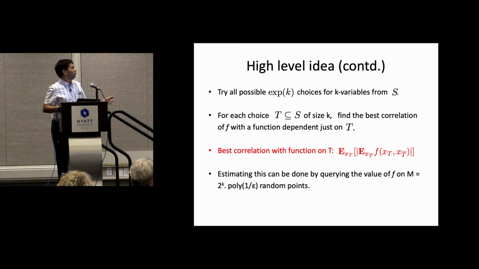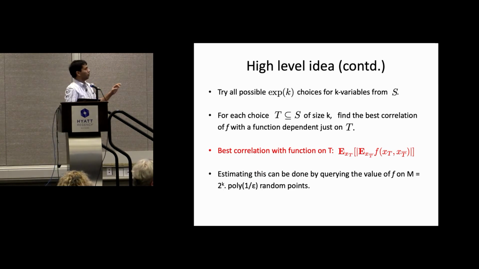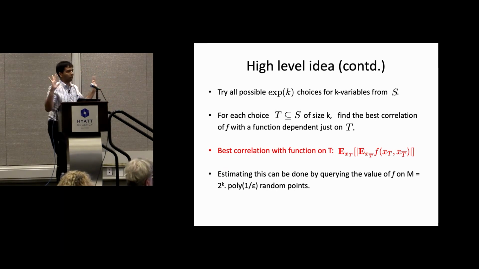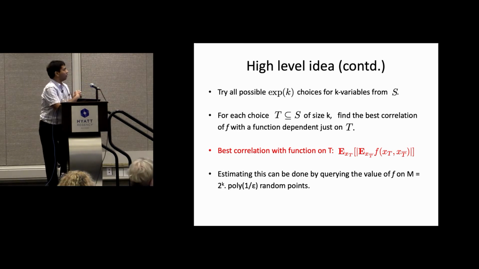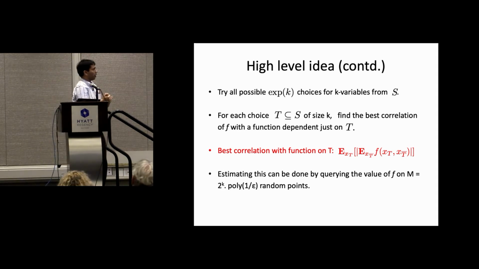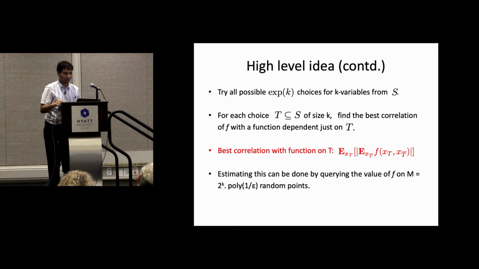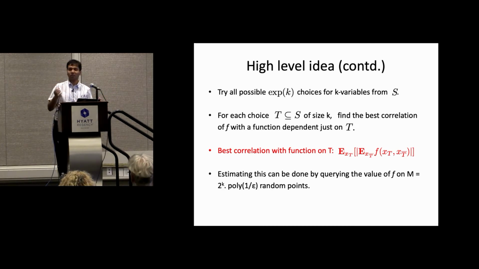And also, this is not the best way to do this, but you can estimate this correlation for every T by just querying f on 2 to the k times poly 1 over epsilon random points. You can do this. So if you put all this together, this means that if I give you this helpful set S, you can spend 2 to the k times poly 1 over epsilon queries, and you can find out the best correlation that f can have with a k junta. Of course, all this is not useful for us because we haven't been given any such promise. We haven't been told what this best set S is.